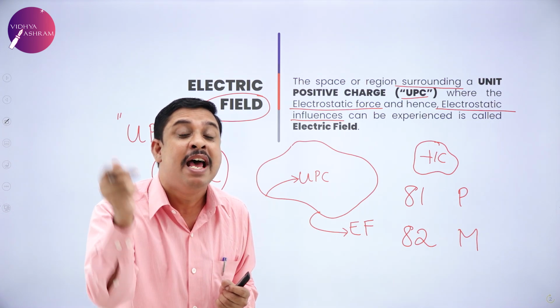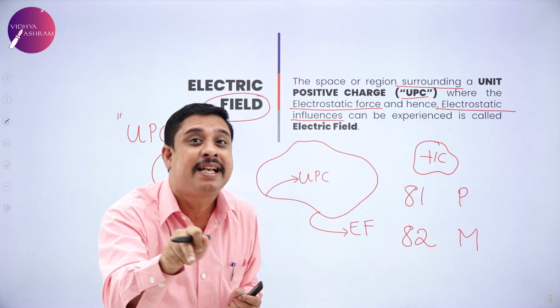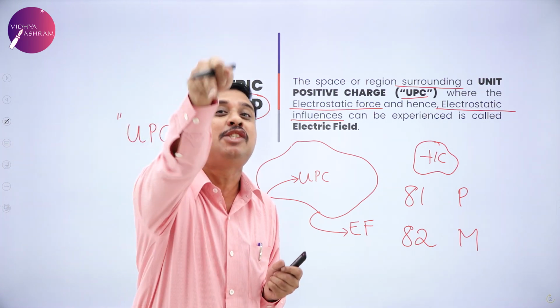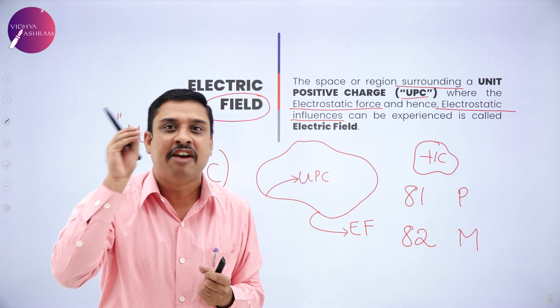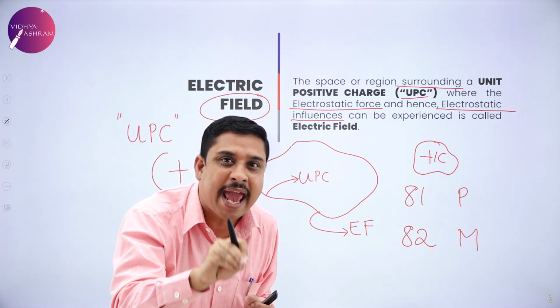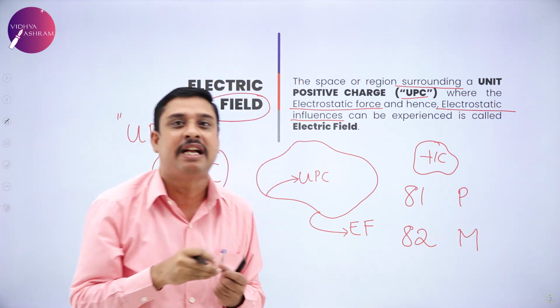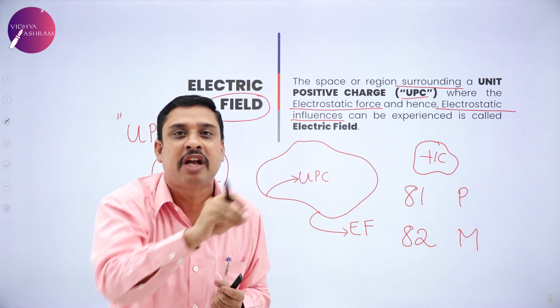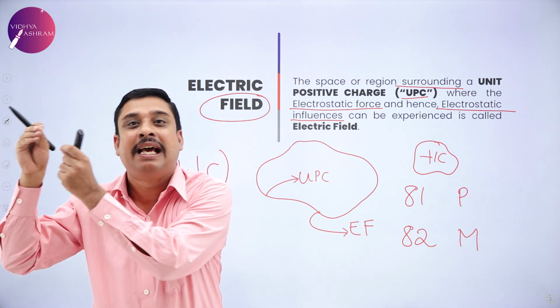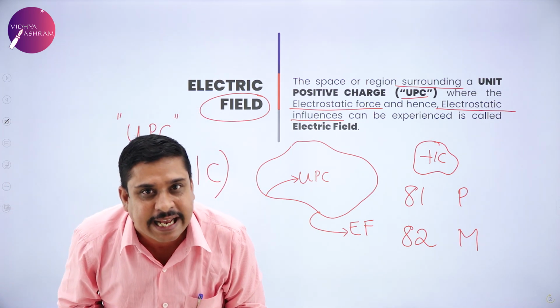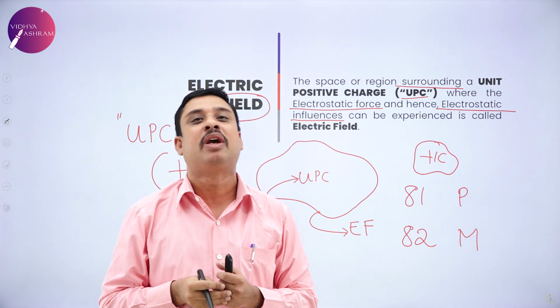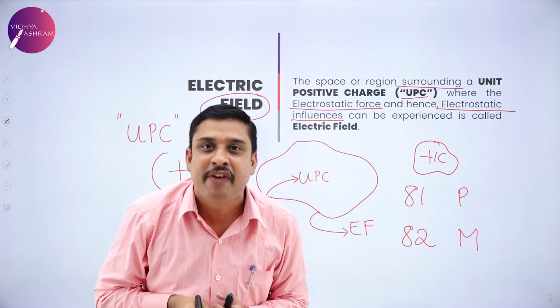has to have electrostatic influences on the charge. The field has to exert electrostatic force on the charge. Because of that force, electrical impacts are seen, and that is what we call an electric field.